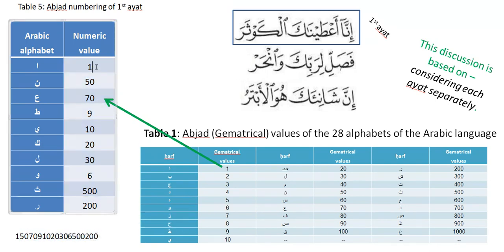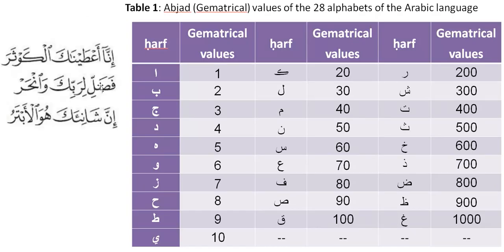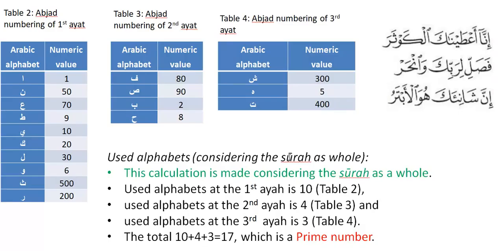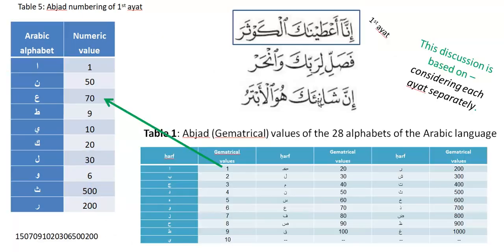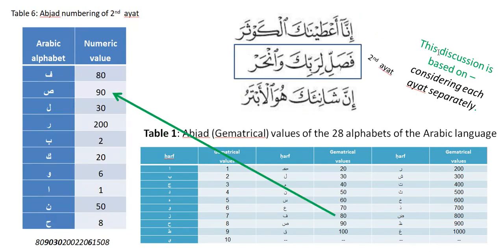Remember that these values are actually abjad values, the respective abjad values that we have seen in the first slide. Based on these, the abjad values are put on here as well as in this slide also. Now come to the second ayat. Here also the discussion is made considering each ayat separately.